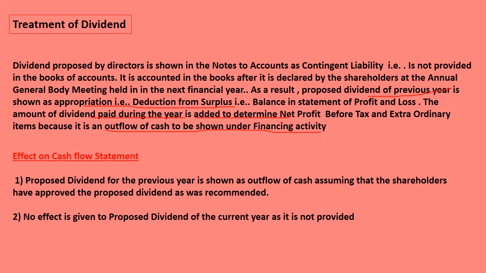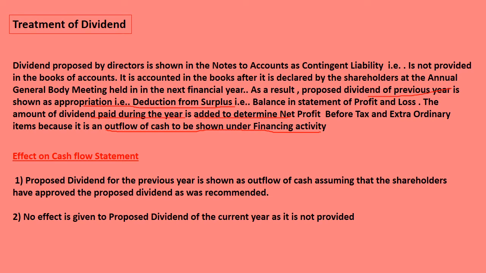As a result, proposed dividend of the previous year is shown as appropriation, that is, deduction from surplus, and the amount of dividend paid during the year is added to determine the net profit before tax and extraordinary items, because it is an outflow of cash to be shown under financing activity. This dividend is a return on shares. So if share capital comes under the financing activity, the dividend paid will be shown in financing activity. That's why we are adding it back to net profit to find the net profit before tax and extraordinary items.